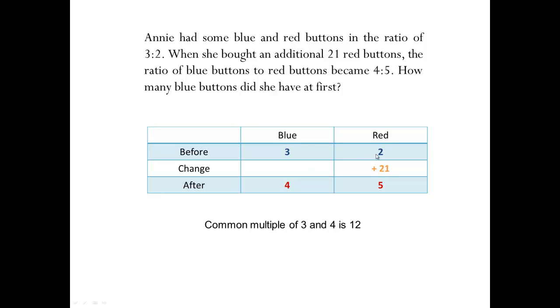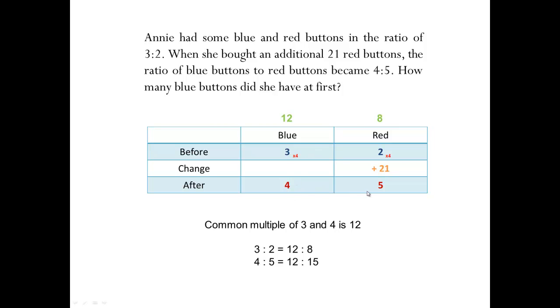So for the ratio 3:2, that will be equivalent to 12:8. For the ratio 4:5, that will be equivalent to 12:15. Let's indicate that on the grid. We are going to multiply the 3 by 4. Similarly, multiplying the 2 by 4 again. So this new ratio will be represented on top. 3 multiplied by 4 is 12, and 2 multiplied by 4 is 8.